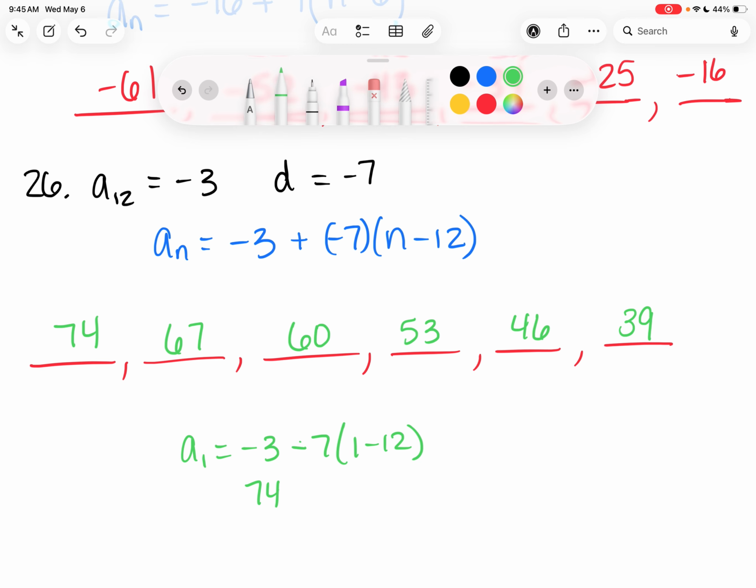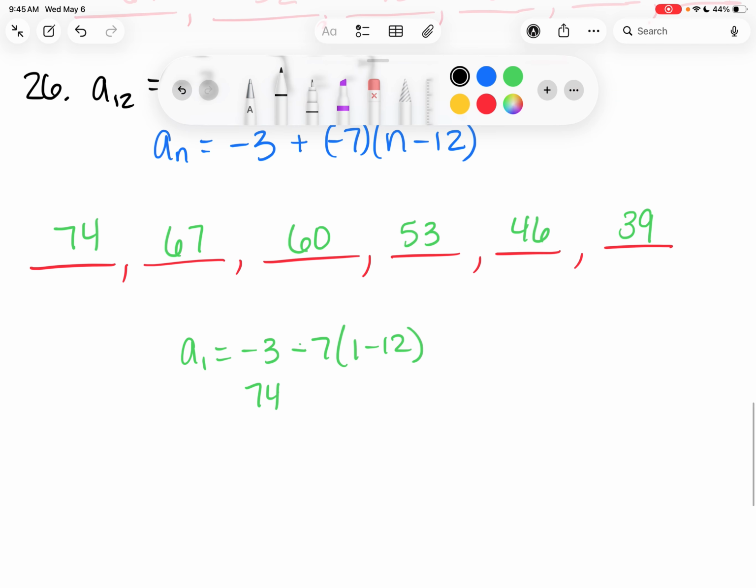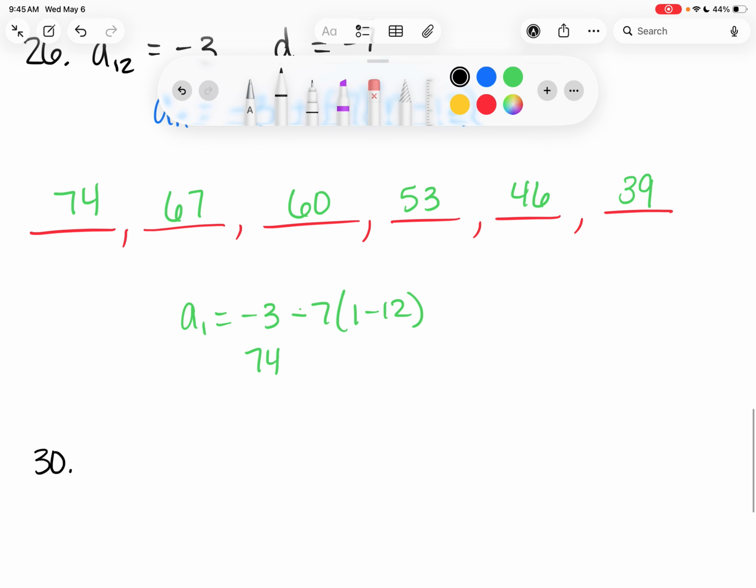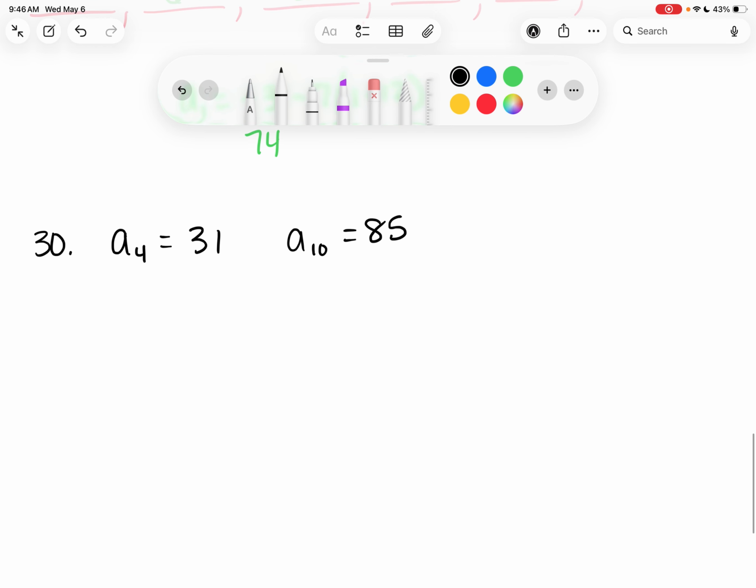Okay, so what do we do if they don't give us the common difference and instead they give us 2 of the terms? So they say a sub 4 is equal to 31 and a sub 10 is equal to 85. Trial and error? Well, there's a faster way than trial and error to figure out what the difference is.